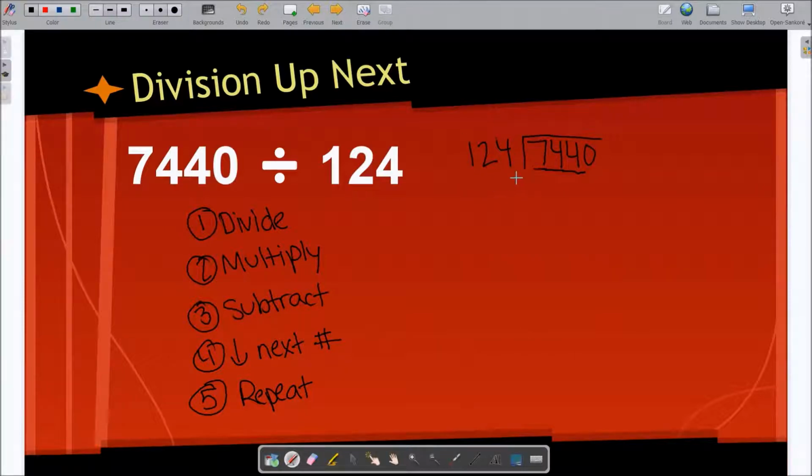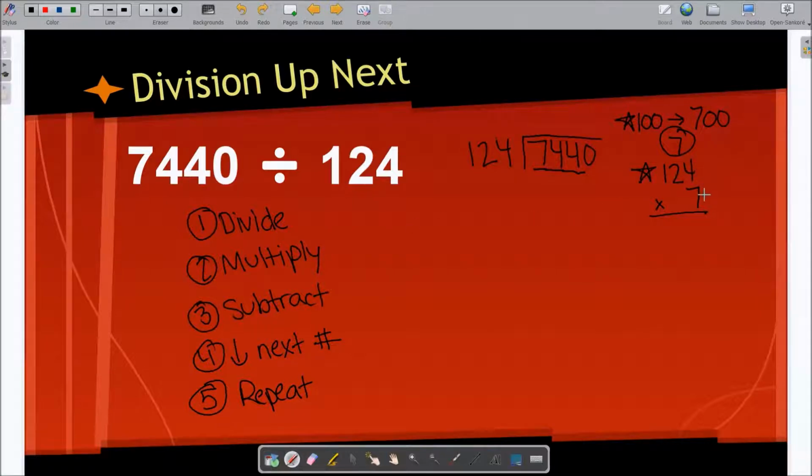So again, let's use some rounding to give us an idea of where to start. I'm going to round 124 to 100, and I'm going to round 744 to 700. That goes in exactly 7 times. So I'm going to try 124 times 7 and see how close that gets me. Notice this part up here, that's the dividing part. I'm figuring out how much I can divide, and then this part is the multiplying.